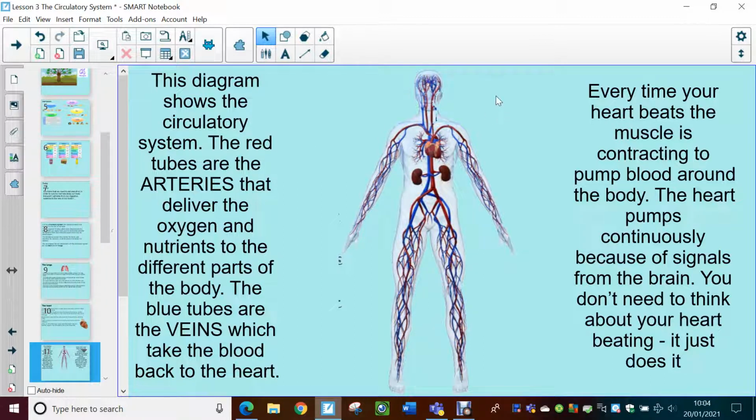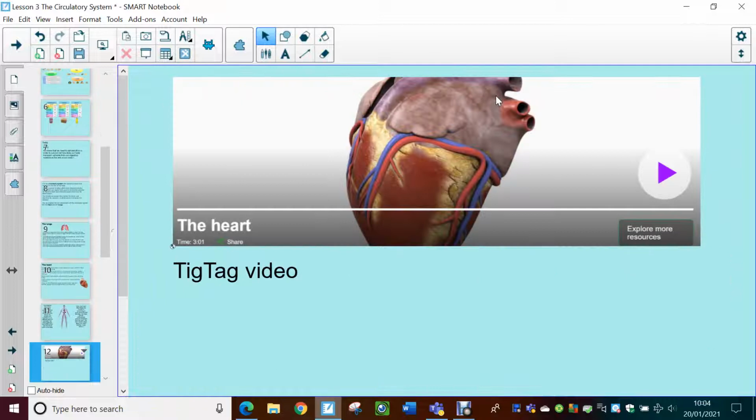Every time your heart beats, the muscle is contracting to pump blood around the body. The heart pumps continuously because of signals from the brain. You don't need to think about your heart beating, it just does it. Remember, pause the video at any point where you want to read the information yourself or even rewind and listen to it again. We're going to watch a video now, which just gives you that information in a visual format.